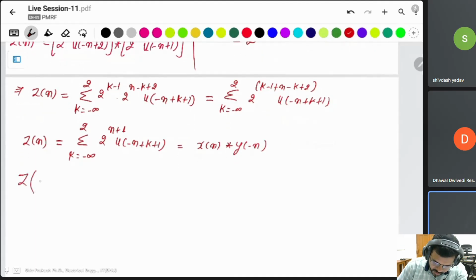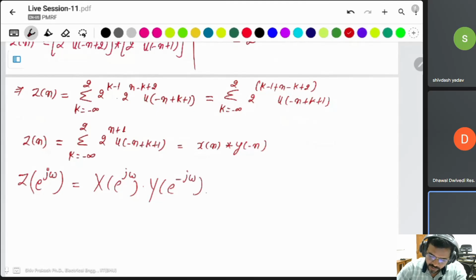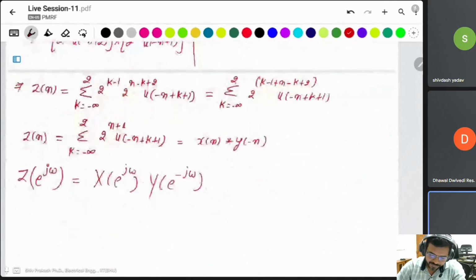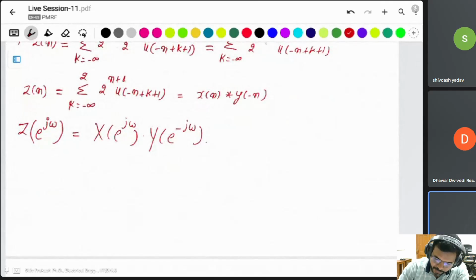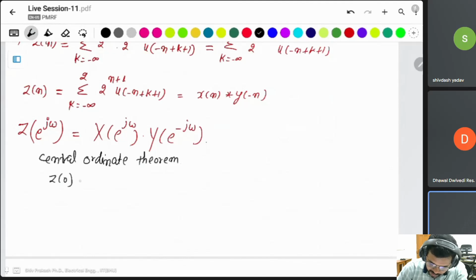We know about the discrete time Fourier transform of this one, X(e^jω) into Y(e^-jω). After this one, use the center ordinate theorem. Regarding this theorem, you can find directly the value at the origin in the time domain.